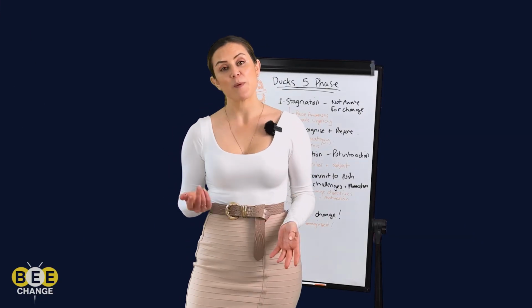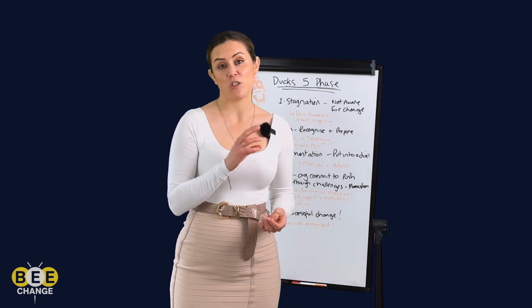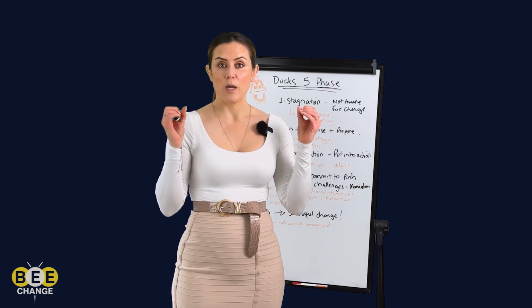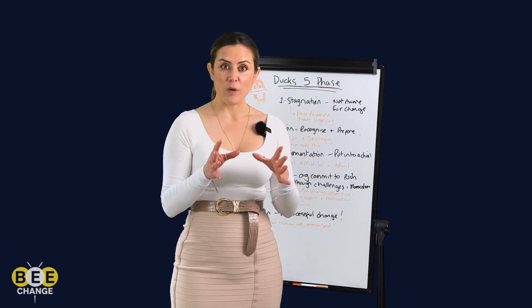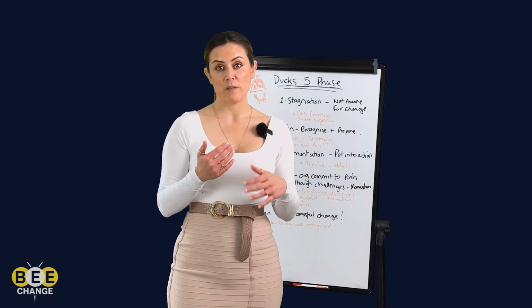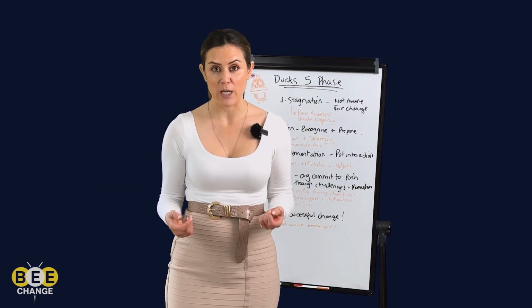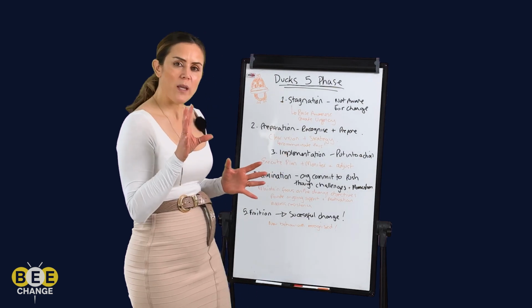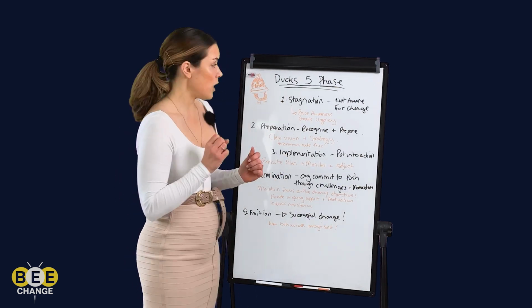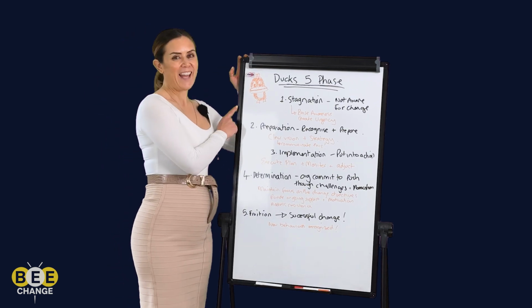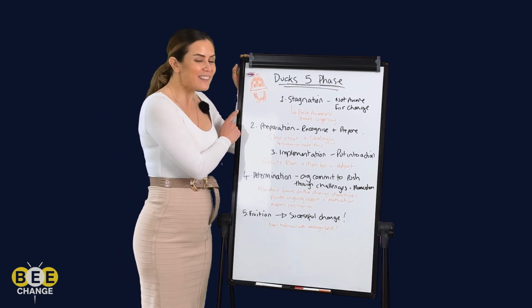Okay, so as we've spoken about already, the Duck's 5-phase change model is a linear approach to implementing change, but focusing on the human side of it, the human element and the change that people go through when it comes to organisational change. So the way that she designed her change model is she put it into 5 areas. And yes, I couldn't resist but draw the duck.